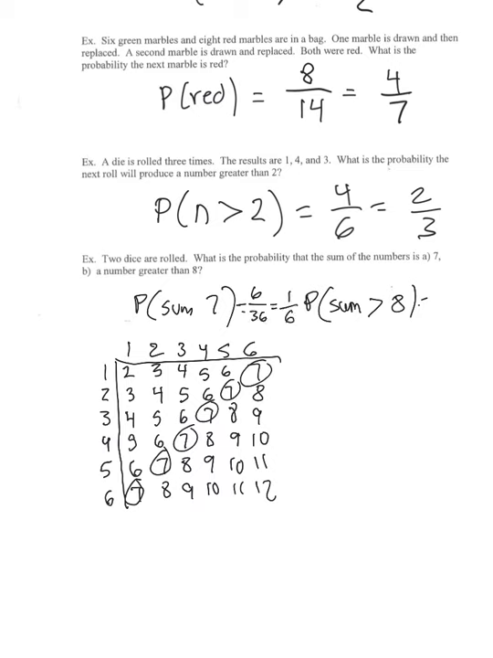to 1/6. Now the probability that the sum is greater than 8, well, those all live down here, right? Greater than 8. How many of them are there? There's 4 plus 3, which would be 7. So it looks like there's 10 out of 36, which will reduce down to 5/18.